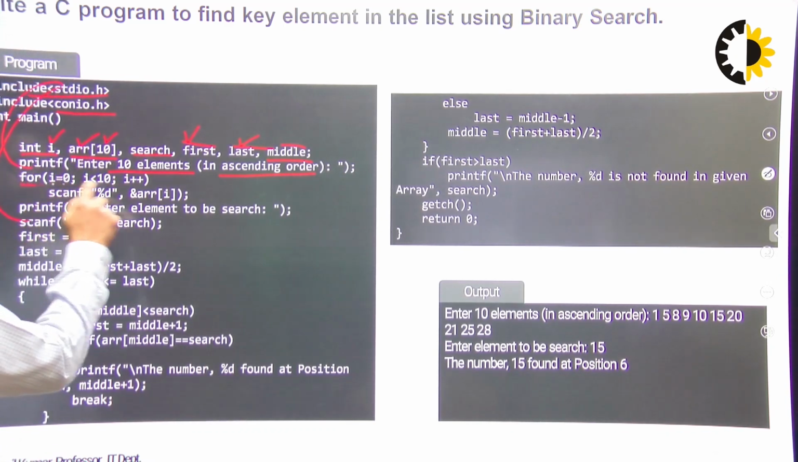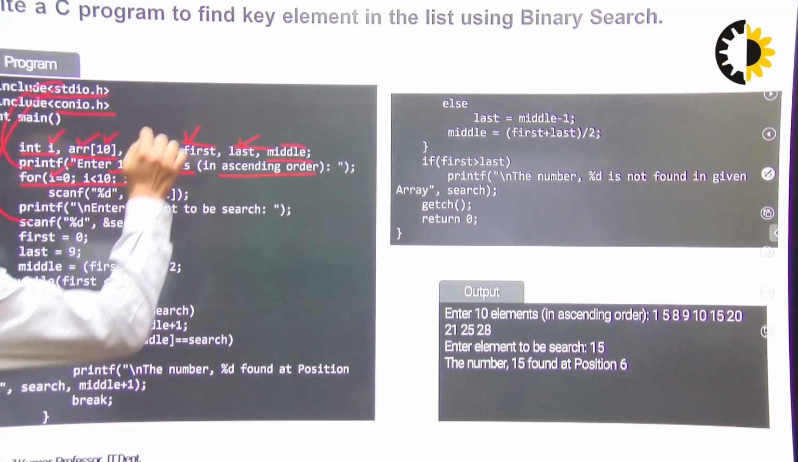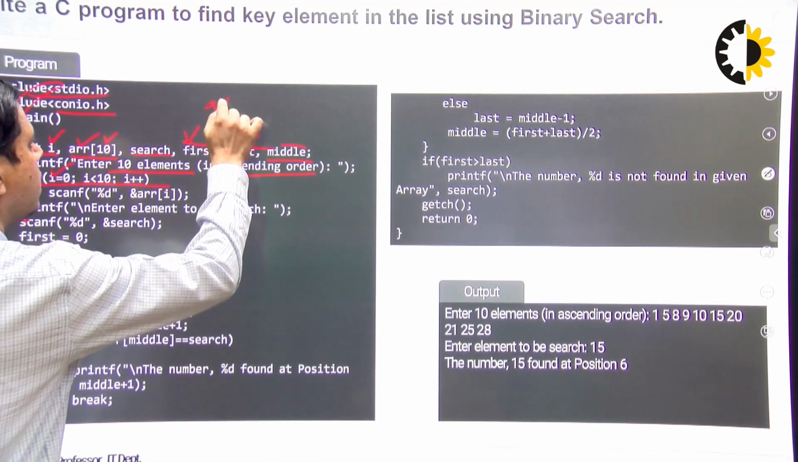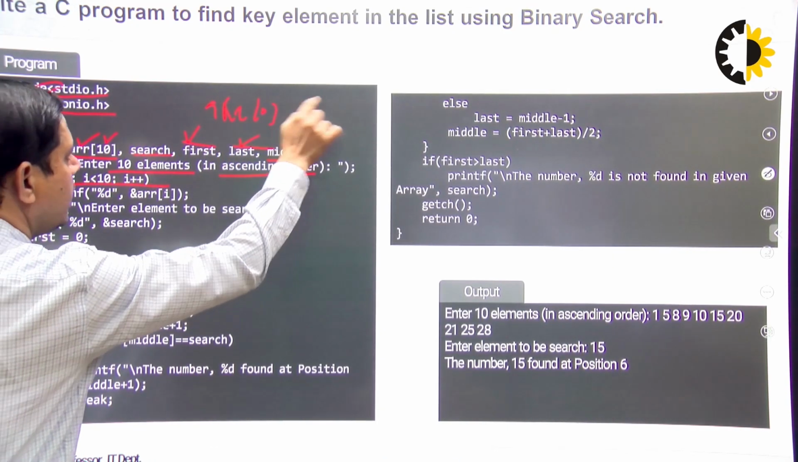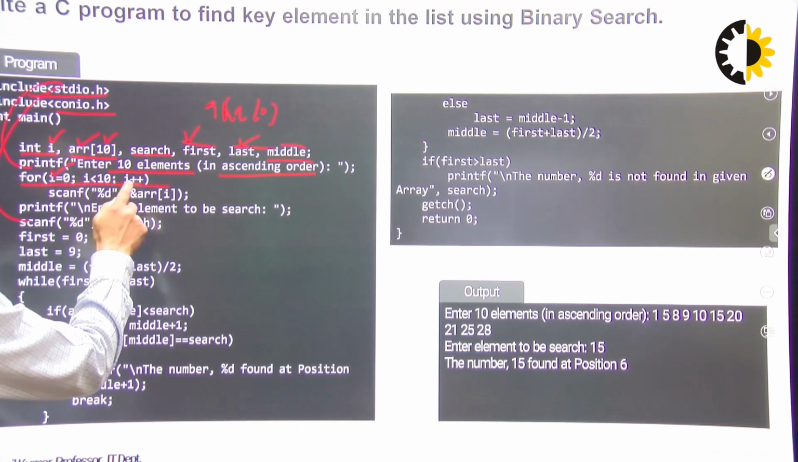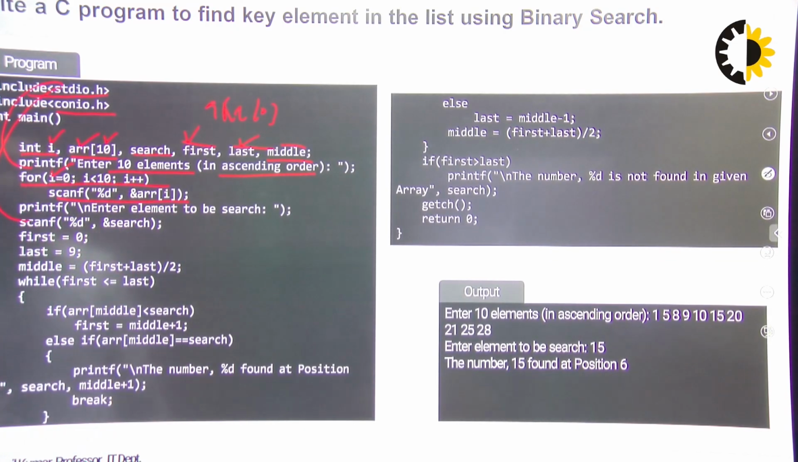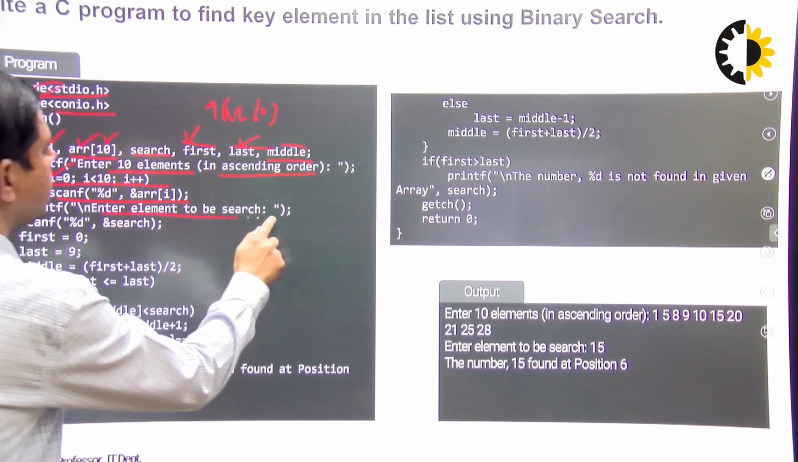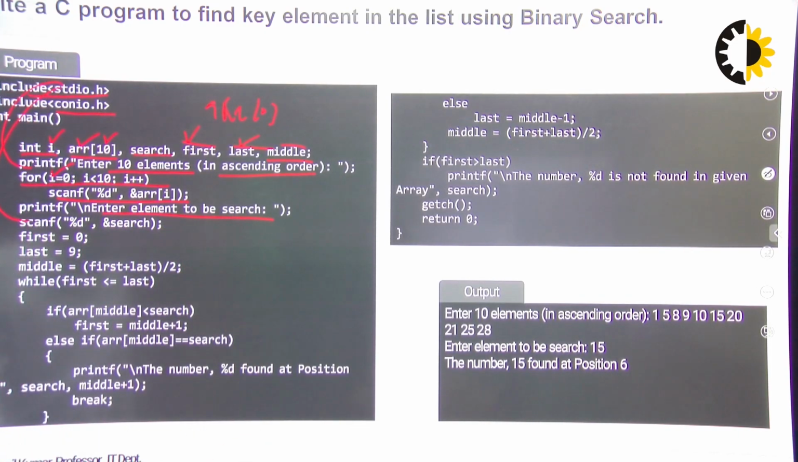It is the for loop starting from i = 0. That means the first element will be stored in array[0], then array[1], up to 9. Because we are taking 10 elements, the loop will execute from 0 to 9, that is i less than 10. Using this statement we give the input, as we have already discussed. Then we will enter the element we are trying to search in the given list.